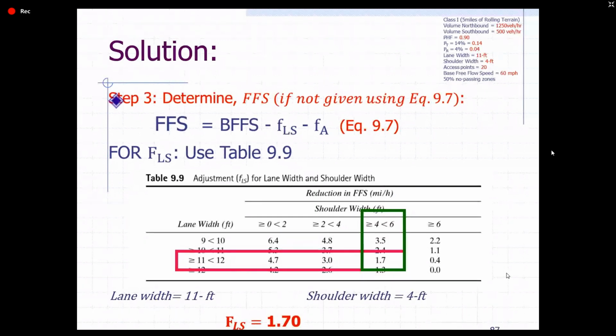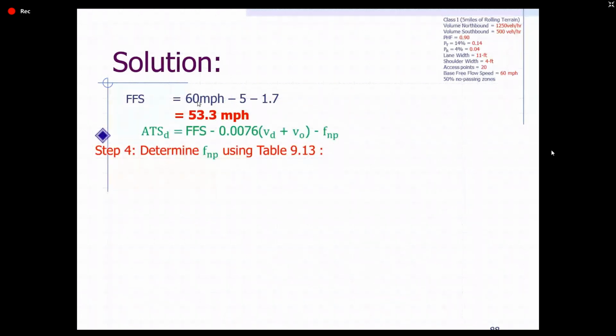So, eto siya. Then, kunin natin yung, isubtract na natin yung mga values natin. You now have 60 miles per hour minus 5 minus 1.7. That is 53.07. So, okay na tayo sa free flow speed. Substitute lang natin yung mga values pero kailangan ulit nating hanapin si FNP muna.